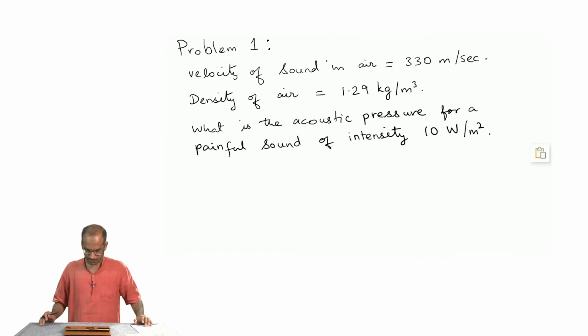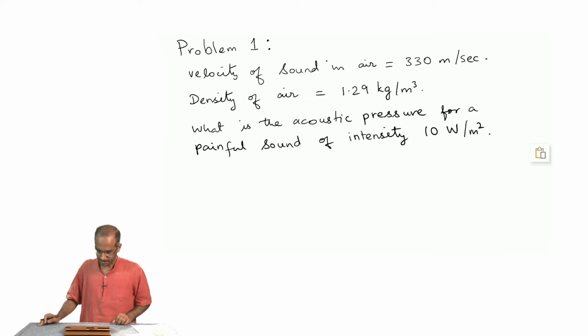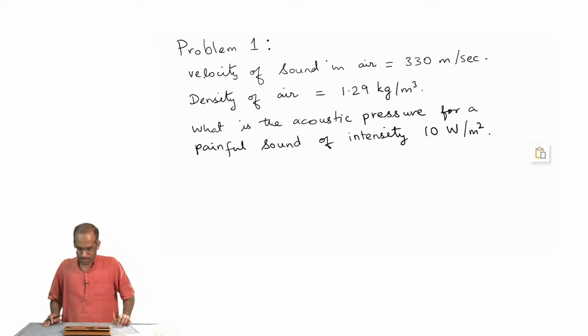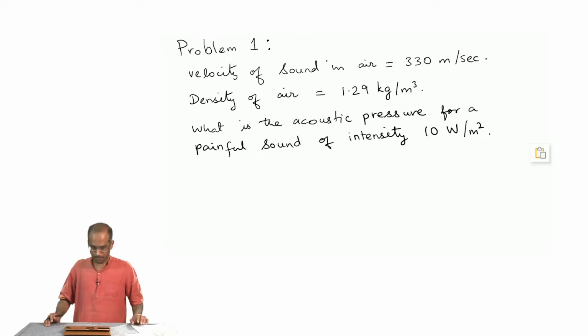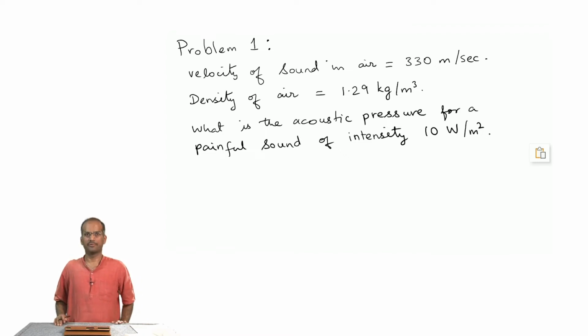So, the question is as follows: the velocity of sound in air is given, it is 330 meters per second, and density of air is 1.29 kilogram per meter cube. The question is, what is the acoustic pressure for painful sound of intensity, which is about 10 watt per meter square. So, the sound intensity is 10 watt per meter square. What is the corresponding acoustic pressure? So, we need to find the maximum amplitude of pressure variations for this kind of intensity of sound.